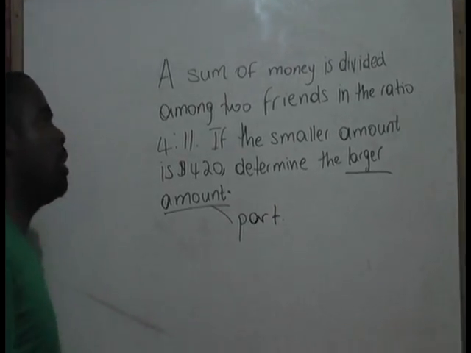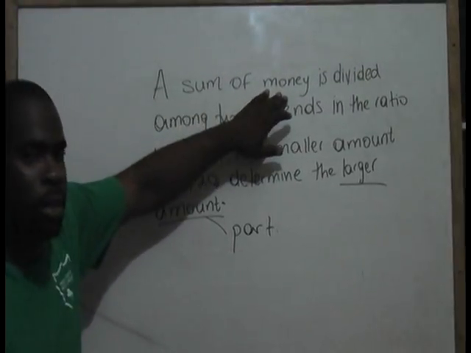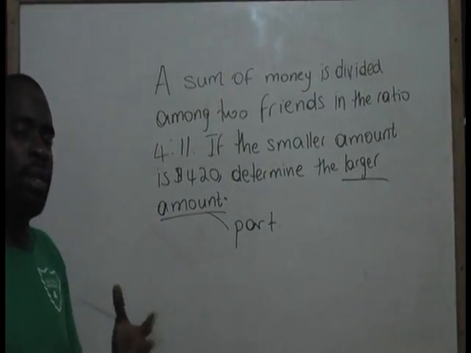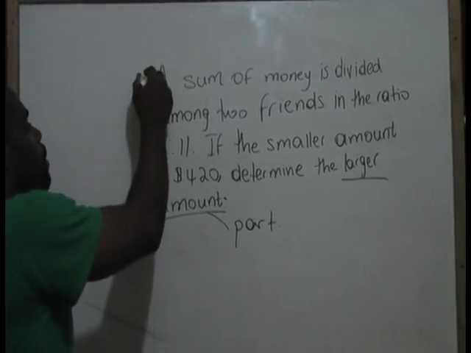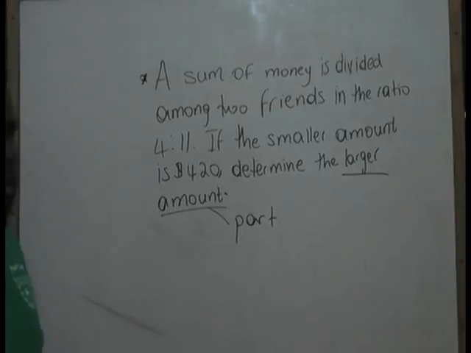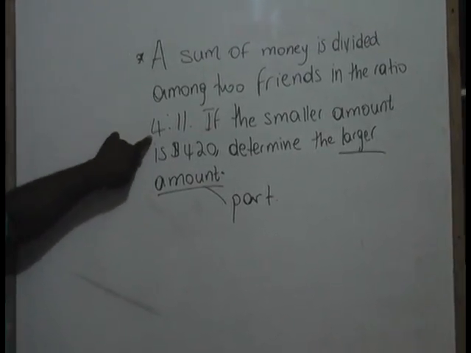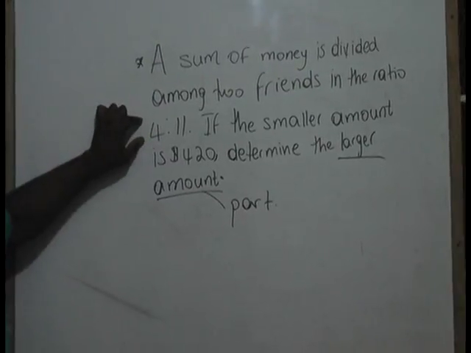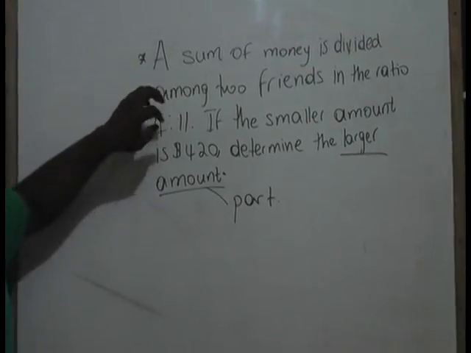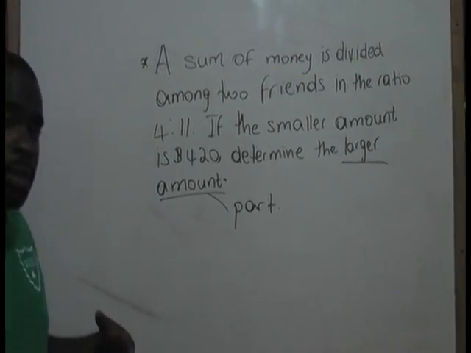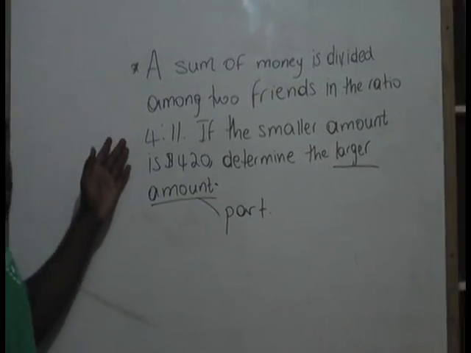Now, let's look at what you're given. Here it says a sum of money. Now, they could ask you to find the sum of the money. They could ask you to do that. But they didn't. You know how many friends are in the ratio. There are two friends. One got 4 parts and the other got 11 parts. But the total number of parts is what? 15 parts.